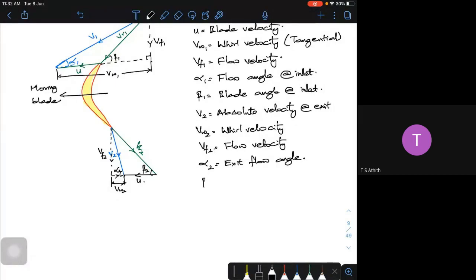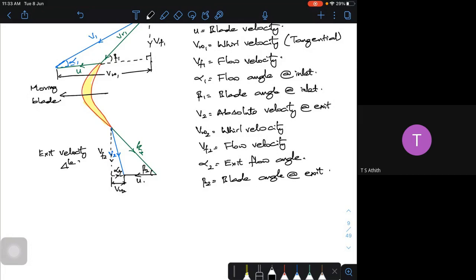What is your beta 2? This is the blade angle at the exit. All the components we have written. Now, this is the velocity triangle for an impulse axial flow turbine, where you have all the components. I have around 5 velocity components for each velocity triangle. This is your exit velocity triangle, or the velocity triangle at the outlet. This is how you can draw the individual velocity triangle.